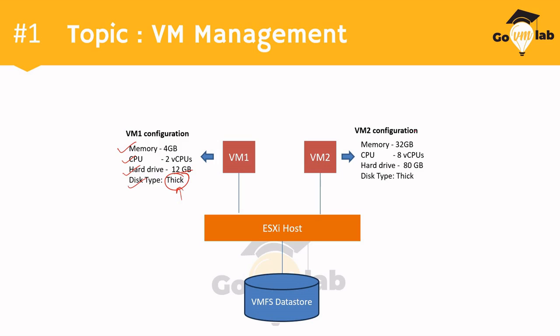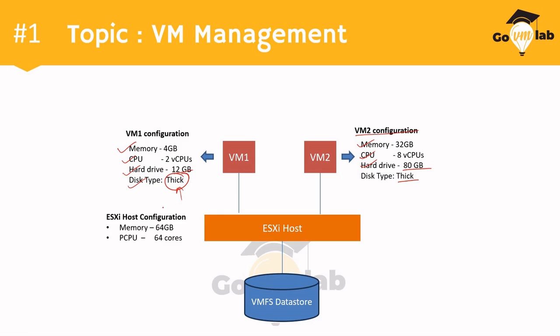Let's look at the VM2 configuration. Memory assigned is 32 GB, CPU assigned is 8 vCPUs, hard drive assigned is 80 GB, and the disk type is thick provisioning. So that is another virtual machine with higher memory and more CPUs, and a disk allocation of around 80 GB with thick provisioning.